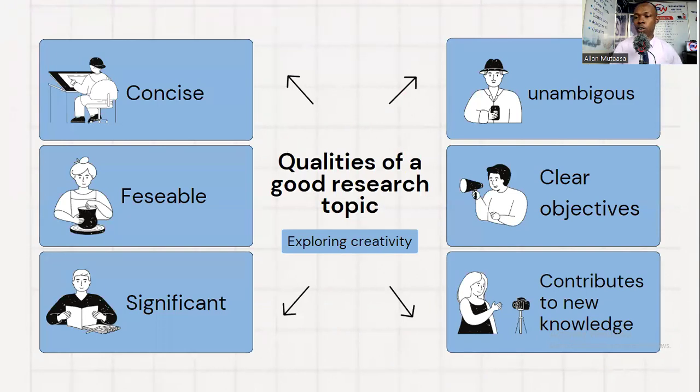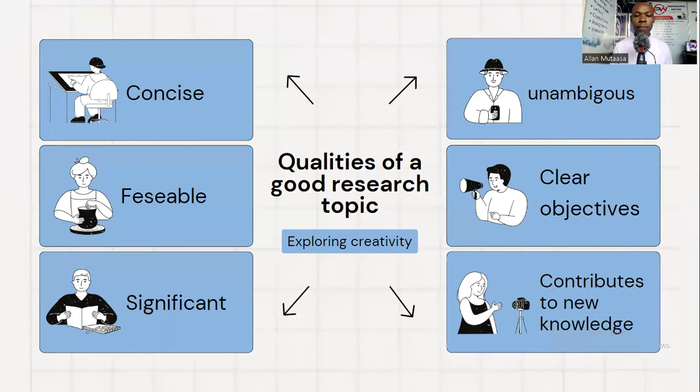A good topic has to be very concise and short. It should not be a very long topic. It should be short and straight to the point. The next thing, it should not be ambiguous. So an ambiguous topic is when you use words that can have different meanings, such that when someone reads it, they have to ask you, what did you mean here? So we need to use words that are very clear and straight to the point. And then the other thing, it has to be very feasible.